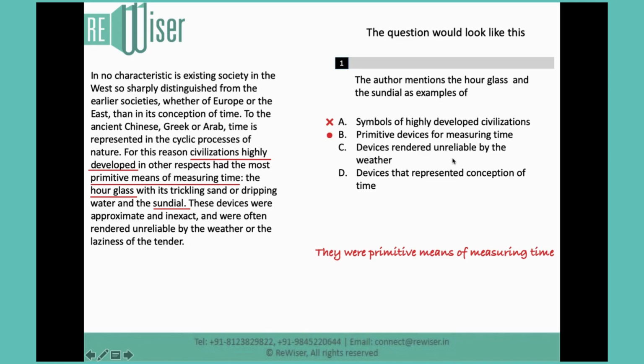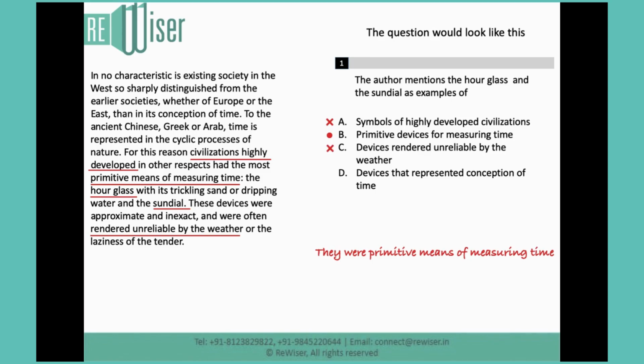C, devices rendered unreliable by the weather. So let's see whether around this area there's anything about being rendered unreliable by the weather. "These devices were approximate and inexact and were often rendered unreliable by the weather." Yes, but let's check: were both the hourglass and the sundial rendered unreliable by the weather? We know that the hourglass will not be. It's more likely the sundial, if it's cloudy or dark, that will be rendered unreliable by the weather. So both of them would not be examples of devices rendered unreliable by the weather, and therefore that's wrong.